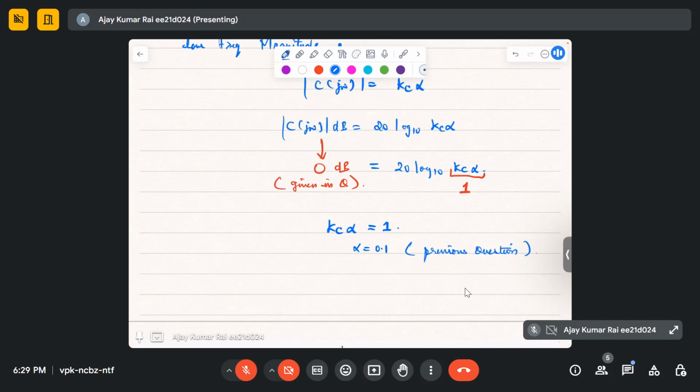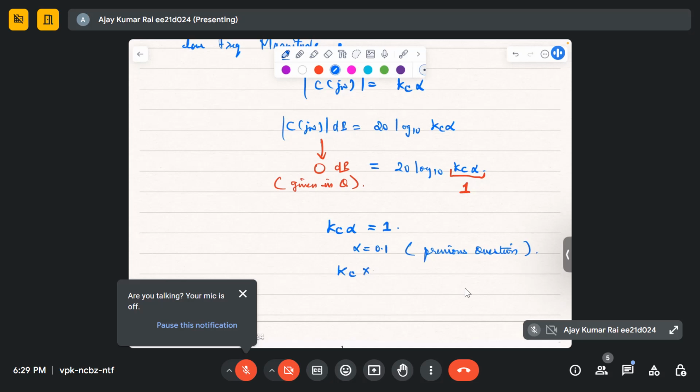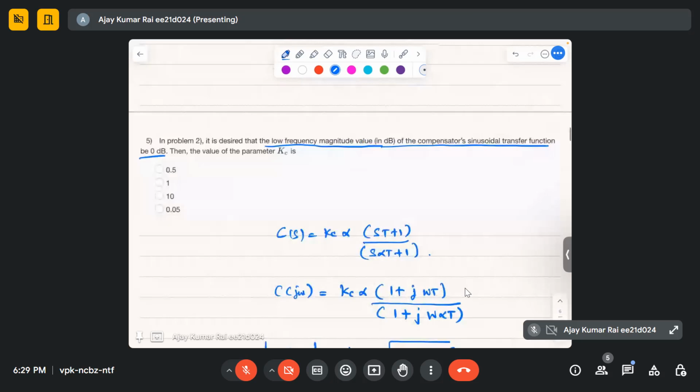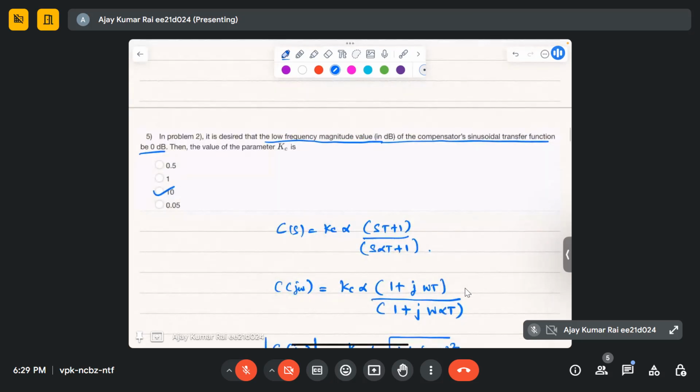Okay, so it's very simple now, right? Kc into 0.1 is equal to 1. So Kc is 1 by 0.1, which is equal to 10. So Kc is equal to 10. Okay, so in this question we have to find out the value of Kc.